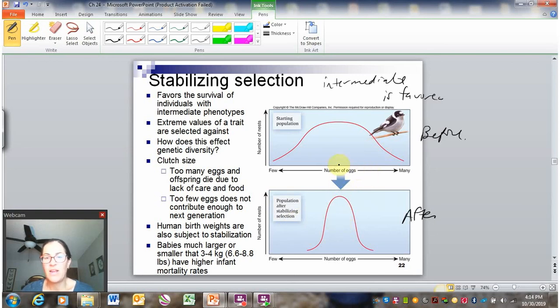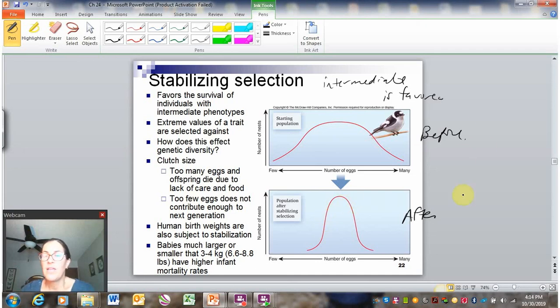In this case, the trait is eggs. If you think about a bird that's laying eggs, you have birds that lay somewhere around the middle, some that lay very few eggs, and some that lay a lot of eggs. If you lay too many eggs, you can't take care of them. But if you lay too few, you don't have as many offspring. And so natural selection favors that balance: as many eggs as you can take care of. And that's this intermediate phenotype. And so we see selection of clutch size, that's the amount of eggs in a nest, in this direction.